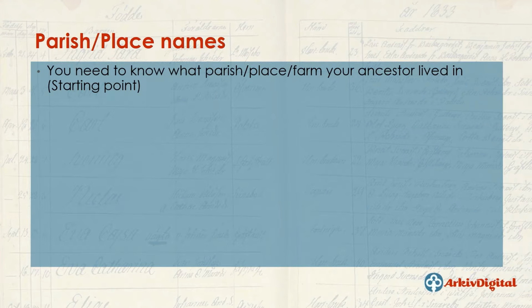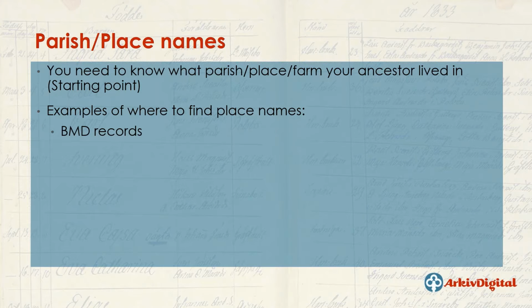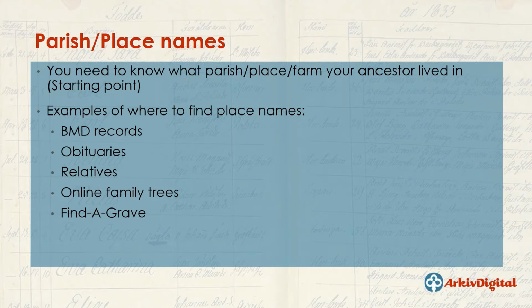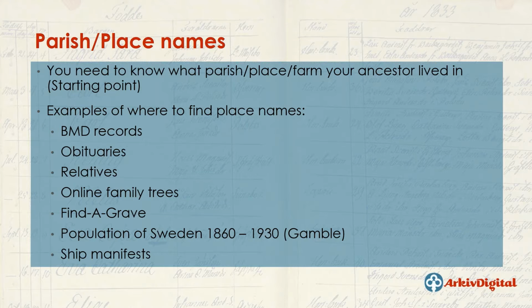So basically, you need to know what parish or place or farm your ancestor lived in. You really need a starting point. Some of the examples of where to find the place names are the birth, marriage, death records, obituaries, relatives, online family trees, Find a Grave. Sometimes you could find it in the Population of Sweden 1860 to 1930 index, and also ship's manifests.